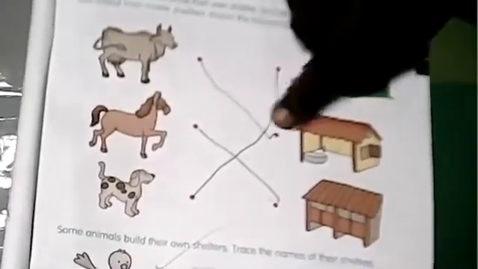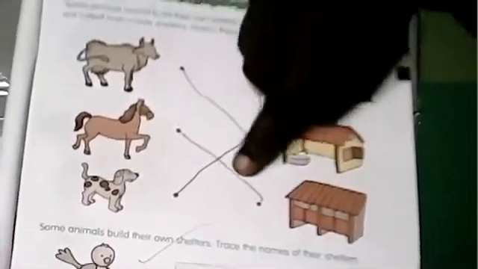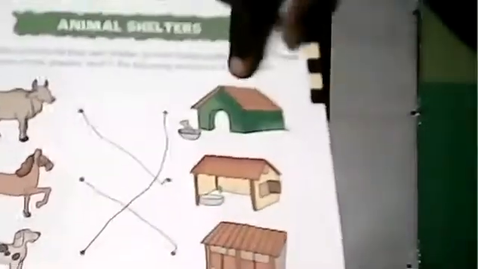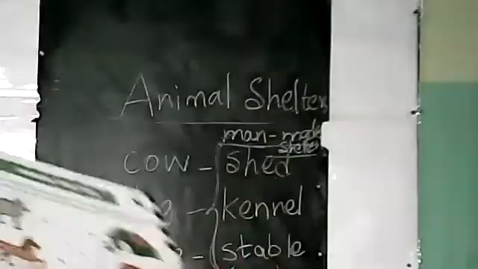So what you should do is, cow lives in a shed. You draw lines and match to the shed. Horse lives in a stable. Draw lines and match to the stable. Dog lives in a kennel. This is dog's house. This is built by man. So you match it. Now do it.